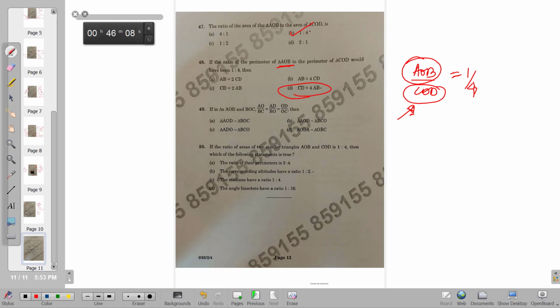CD is a side of COD. That should be 4 times AB. Okay. So 48D. 49th one.